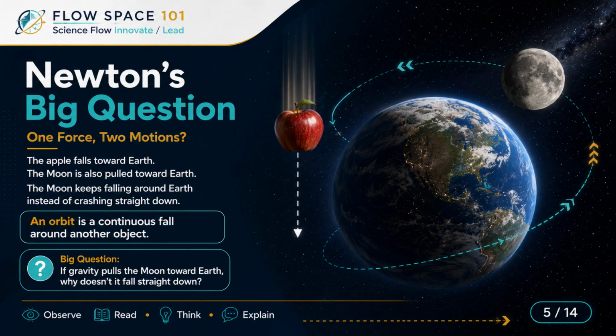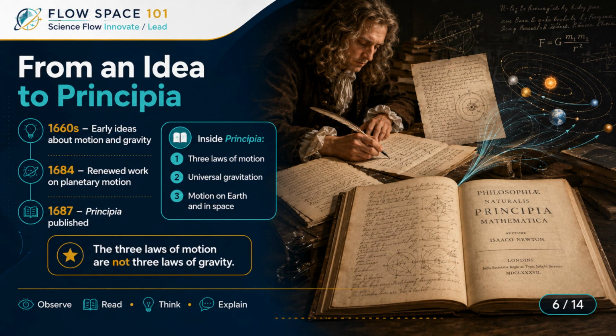So, if gravity pulls the moon toward Earth, why does it not crash straight down? Because its forward motion and Earth's gravitational pull work together to create an orbit. Newton's ideas about motion and gravity developed over many years. In the 1660s, he began forming early ideas about forces, motion, and gravity. In 1684, he returned to the problem of planetary motion and began organizing his mathematical explanations.